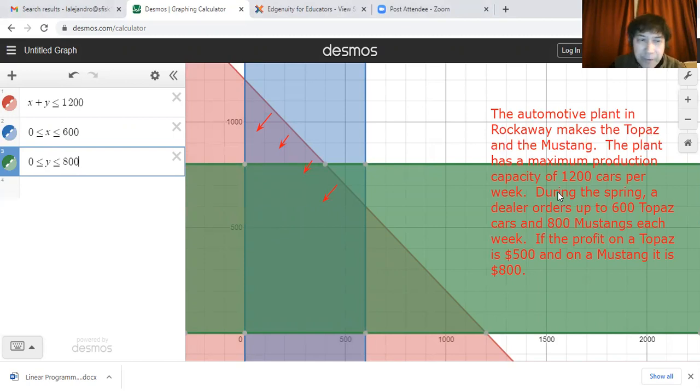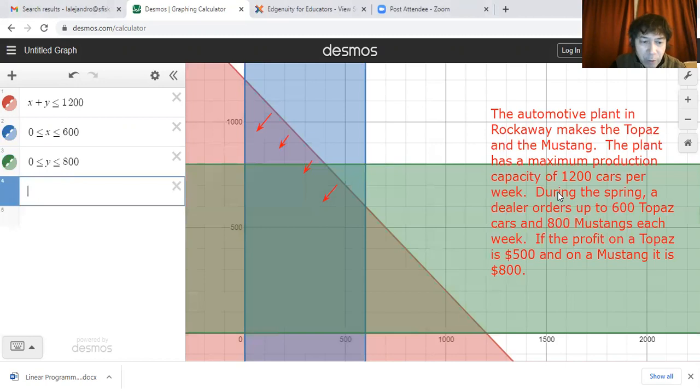And then for the fourth statement, we shall have the equation for the maximum profit. That will be 500 for the price of the Topaz car. This will be represented by X, and then plus 800 times Y. This will not reflect in our graph.